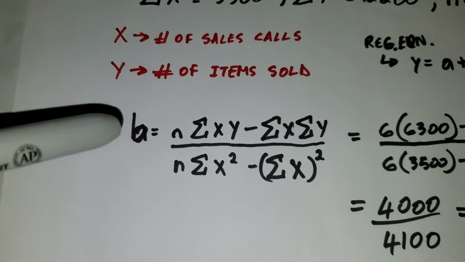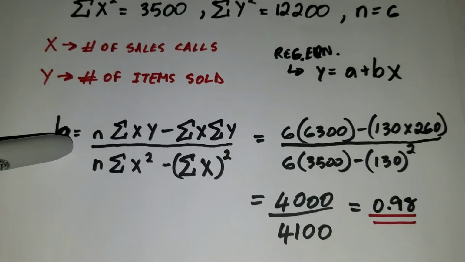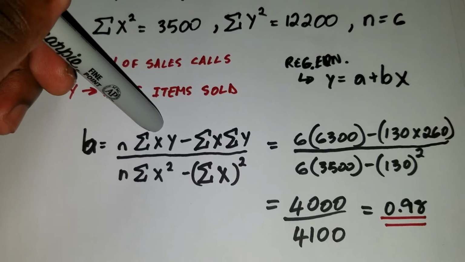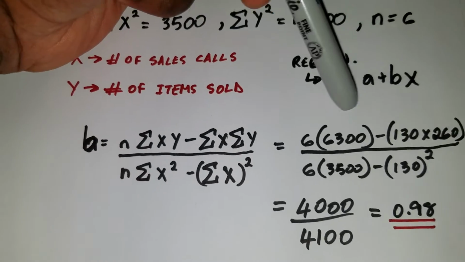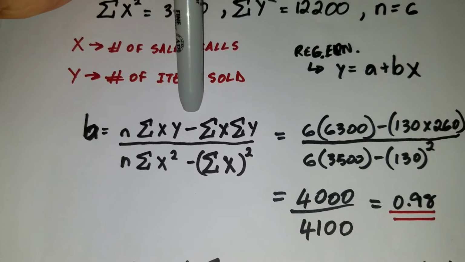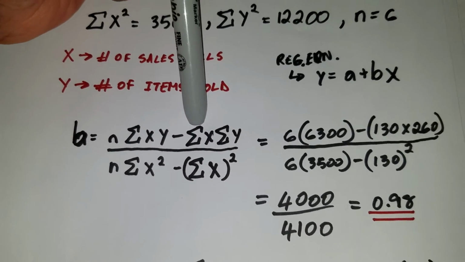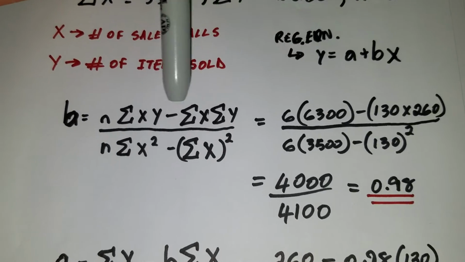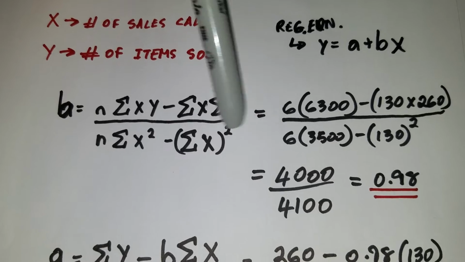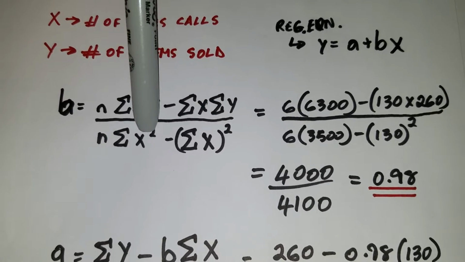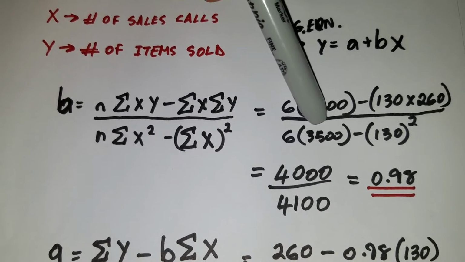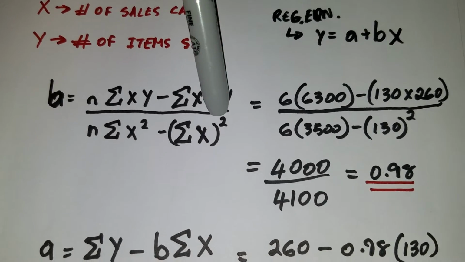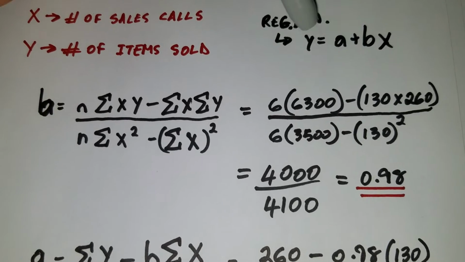So to find b, it would be n, which is 6, multiplied by the sum of x times y, which would be 6 times 6,300, minus the sum of x, which is 130, multiplied by the sum of y, which is 260, all divided by n, which is 6 again, multiplied by the sum of x squared, which is 3,500, minus the sum of x, which is 130, all squared.